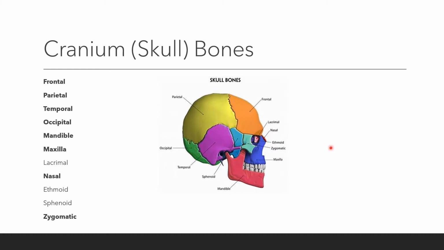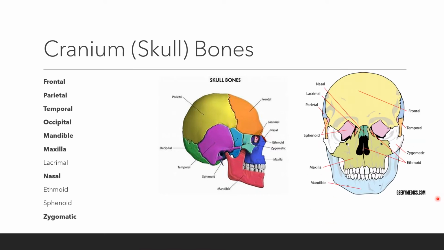Then you have smaller bones, such as the lacrimal bone, which you can't really see that well. There's also the nasal bone, which of course forms the nasal bones in your nose. You also have the ethmoid bone, which is not as clearly visible on the outside as on the inside. You have your sphenoid bone, and you have your zygomatic bone. The zygomatic bone is also known as your cheekbone.